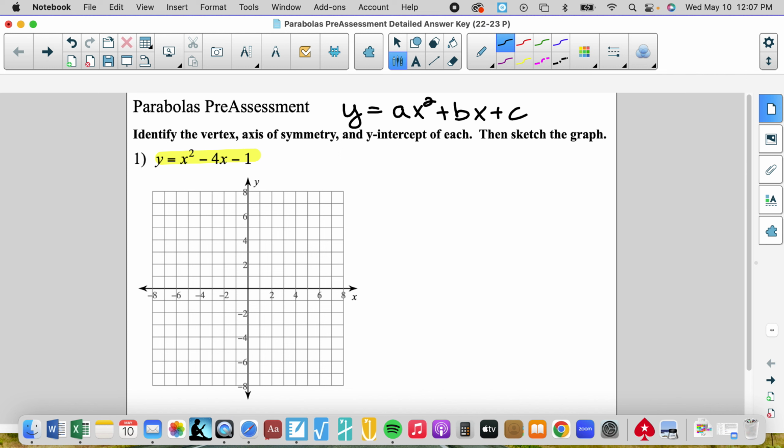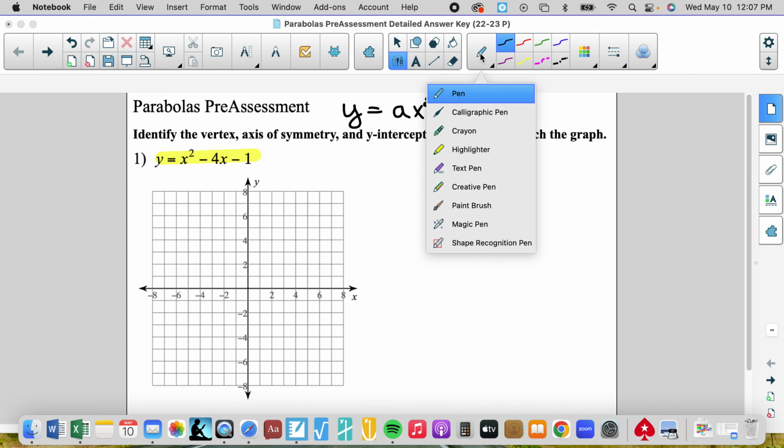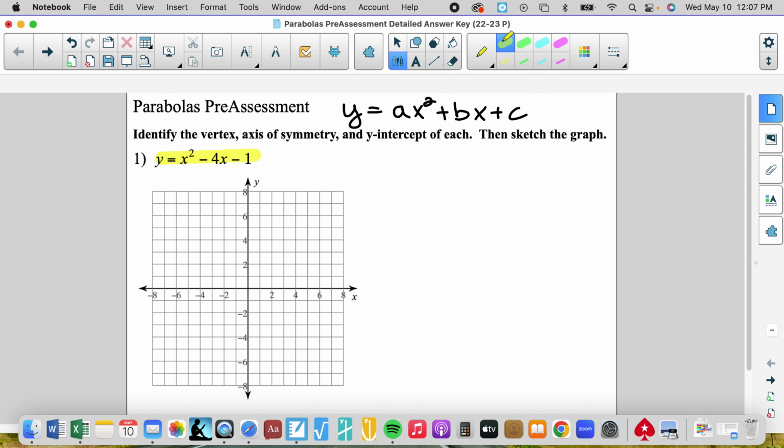The coefficient of my x squared value, which would be my a, is the number in front of the x squared. So in this example, the coefficient in front of x squared is 1. It's invisible because it's understood. The b value is going to be the coefficient of x, which is -4, and my c value is going to be the constant, which is -1.